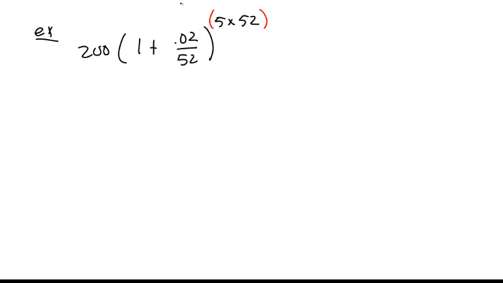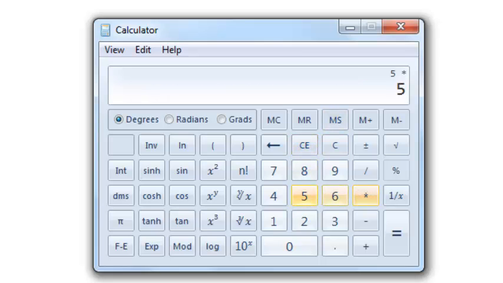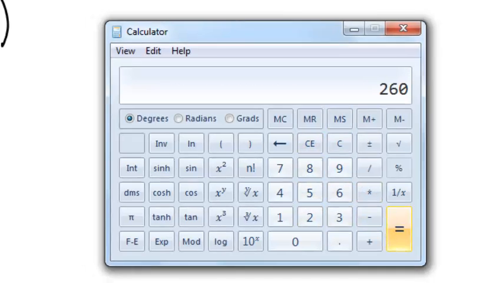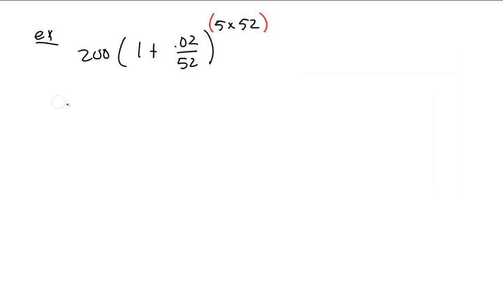So, what does the order of operations say? The order of operations says do things in parentheses. Let's say we want to do those exponents first. So what do we do? 5 times 52 is 260. We copy everything out, and we are now going to replace that 5 times 52 with 260. So this is 200 times (1 plus 0.02 over 52) to the 260 power.